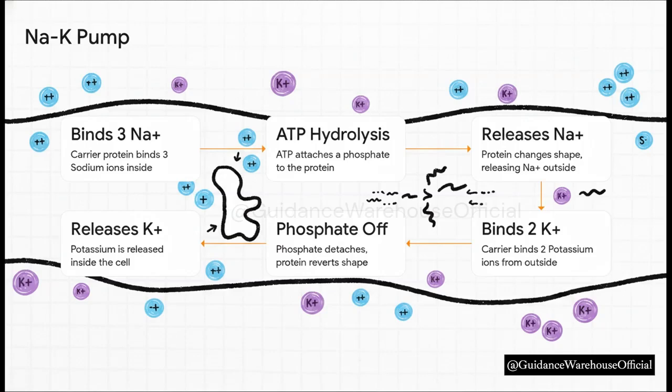First, the protein binds three sodium ions from inside the cell. To move them, it burns an ATP molecule, attaching a phosphate that literally forces the protein to change its shape and dump that sodium outside, totally against the gradient. Now, facing the outside, it grabs two potassium ions. As the phosphate detaches, the protein snaps back to its original shape, releasing the potassium inside the cell. By constantly pumping three positive charges out and only two positive charges in, the cell spends its ATP to maintain a really crucial electrical imbalance.